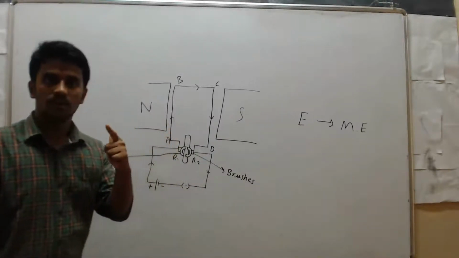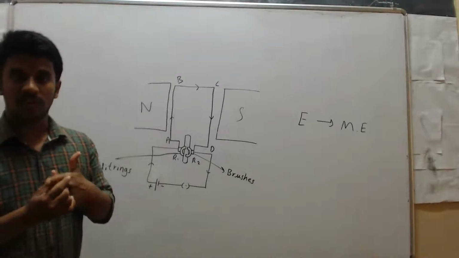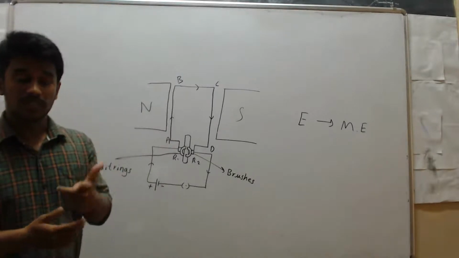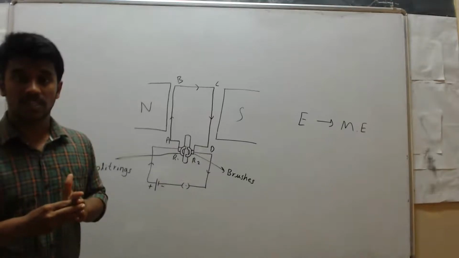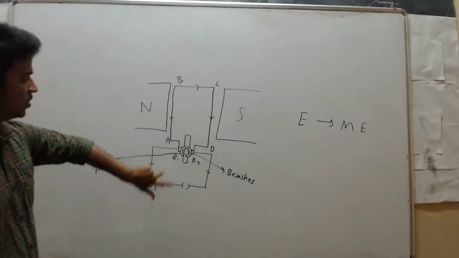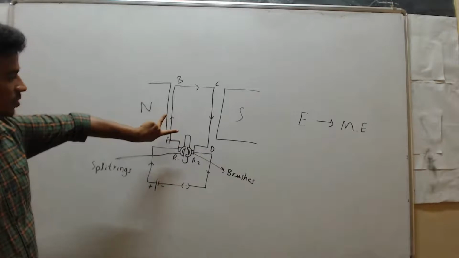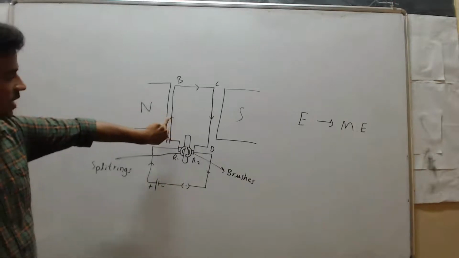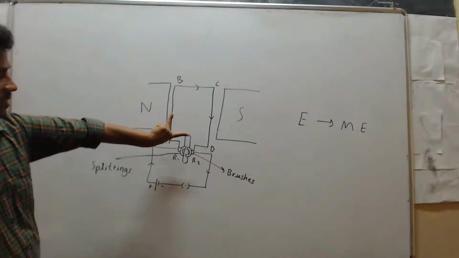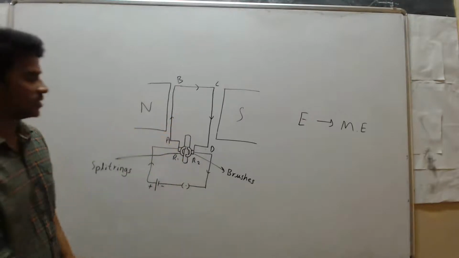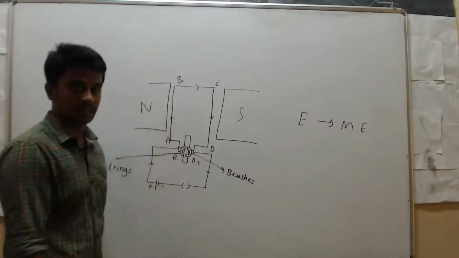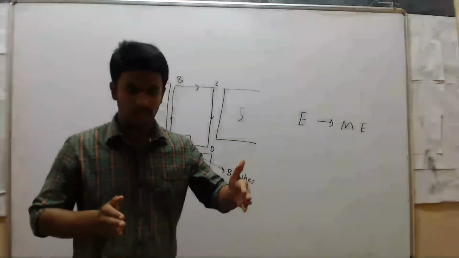Here the forefinger represents the direction of the magnetic field, and the middle finger represents the direction of the current. Current is moving in this direction, and the magnetic field like this. Now just release it. Now we can say that the coil is moving in that direction.